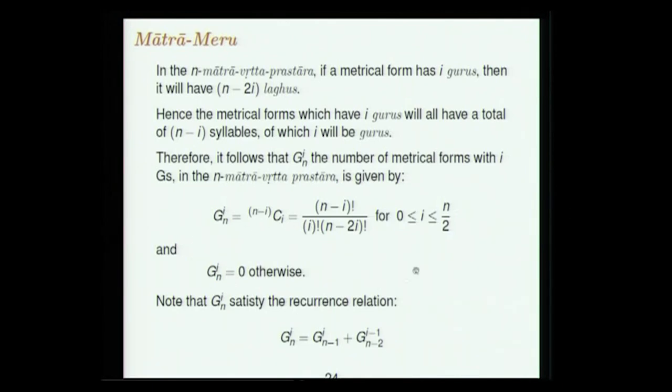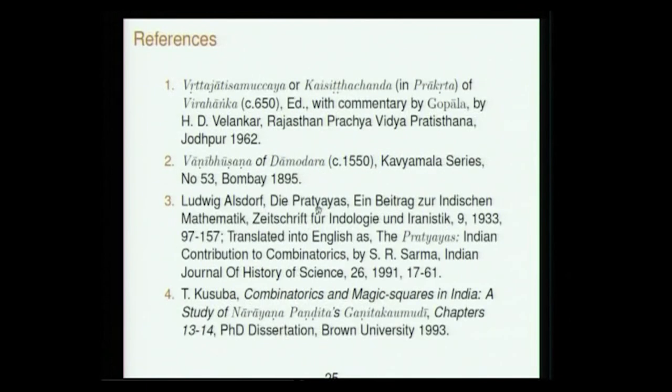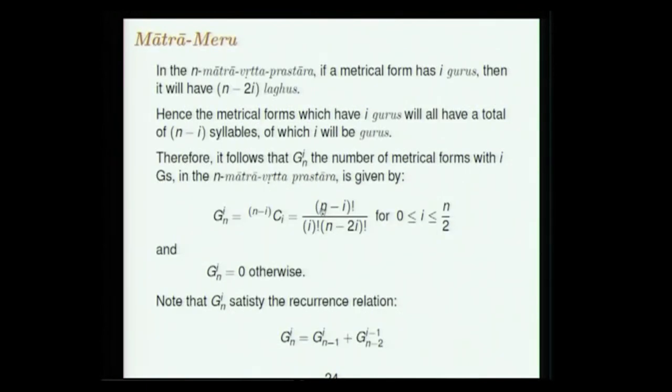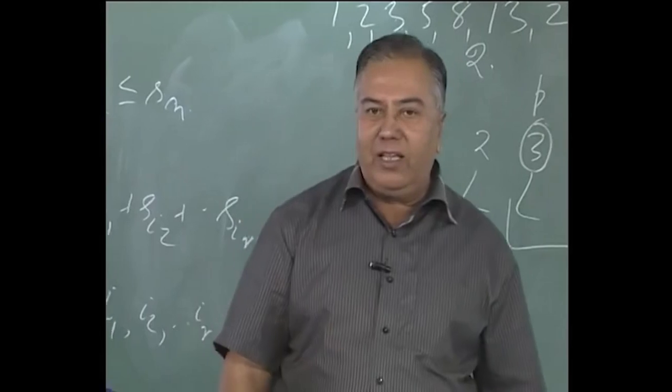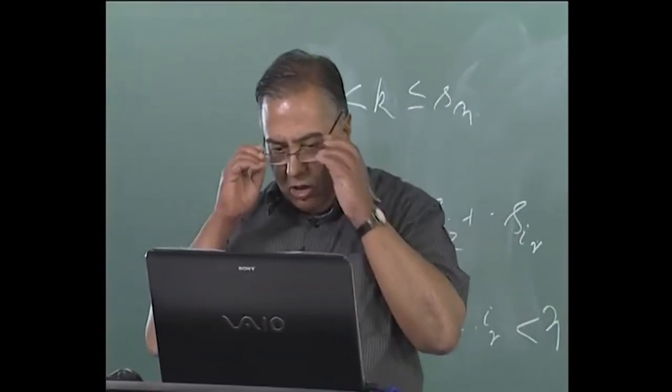This is the number of matra vrittas of N matras with I gurus, and you can straight away see they will satisfy this recurrence relation. G(I, N) is G(I, N minus 1) plus G(I minus 1, N minus 2). So this number is the number above plus the number diagonally across to the right. 56 is 35 plus 21, 35 is 15 plus 20. So that is how this matra meru is constructed, and it is one of the most beautiful constructions in combinatorics in ancient Indian mathematics, and a very nice combinatorial problem solved brilliantly.